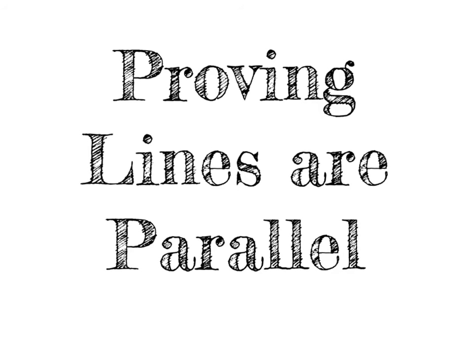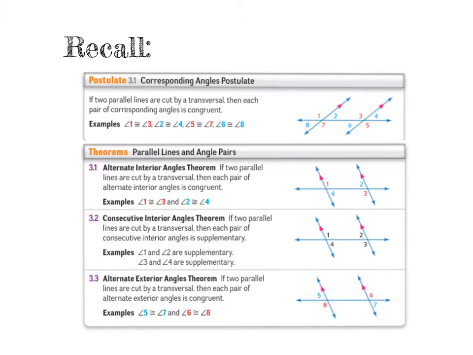Proving lines are parallel. Let's recall what we already know. We have a postulate, the corresponding angles postulate, that says if two parallel lines are cut by a transversal, then each pair of corresponding angles is congruent. We also have theorems that are proven based on the postulate: if you have parallel lines, then alternate interior angles are congruent, consecutive interior angles are supplementary, and alternate exterior angles are congruent.